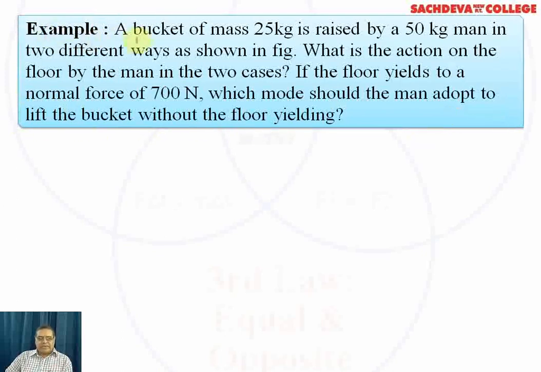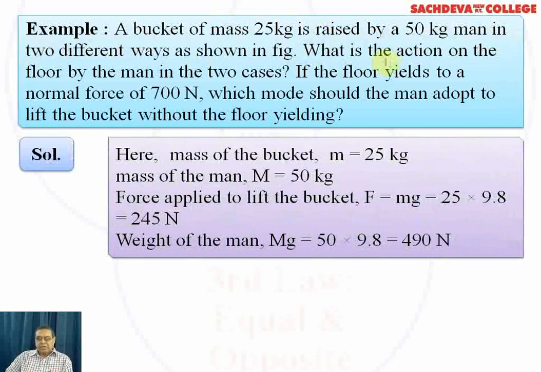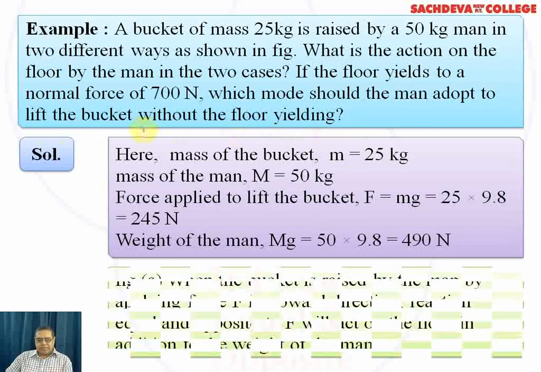Now we will take an example. A bucket of mass 25 kilograms is raised by a 50 kilogram man in two different ways as shown in the figure. What is the action on the floor by the man in the two cases? If the floor yields to a normal force of 700 Newton, which mode should the man adopt to lift the bucket without the floor yielding?